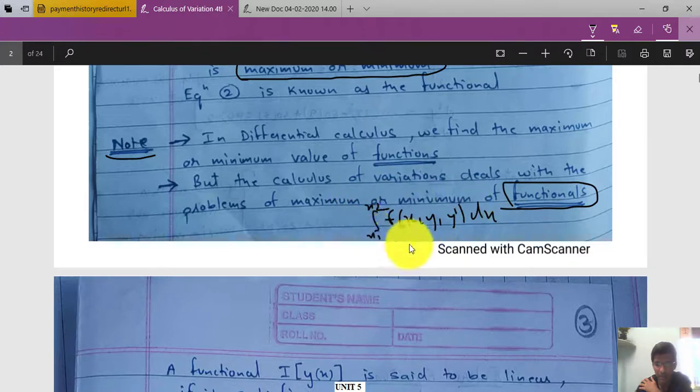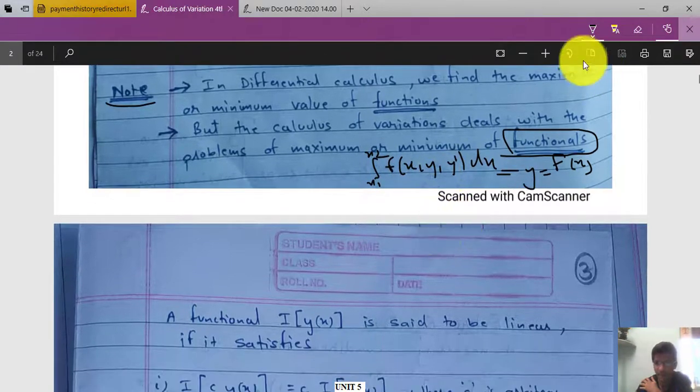So we are going to find the maxima or minima of this particular function, wherein after evaluating this we get an equation of the form y is equal to f of x, for which the given functional is an extremum.